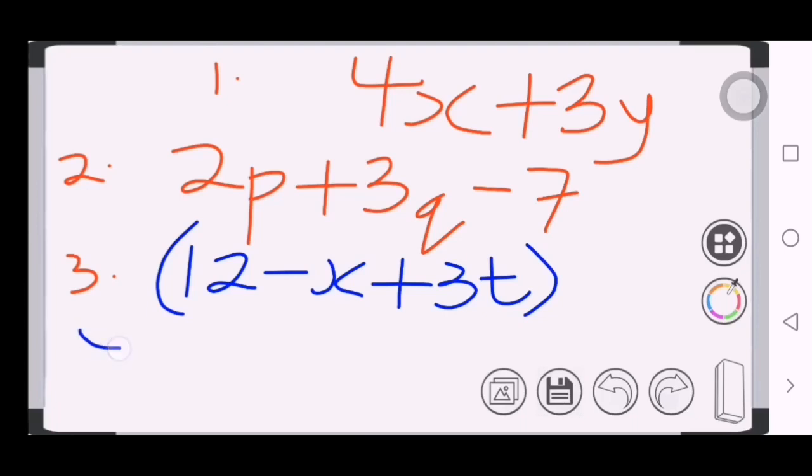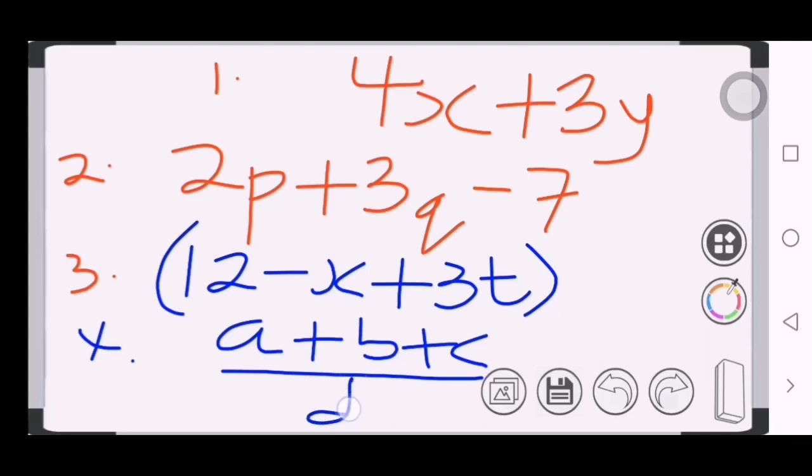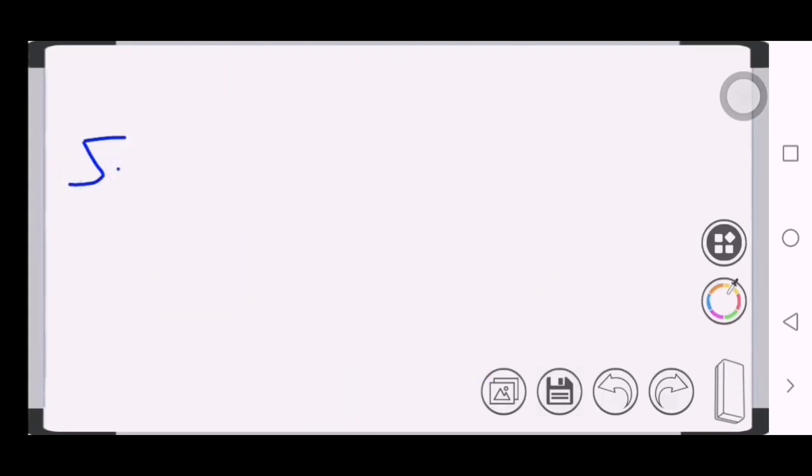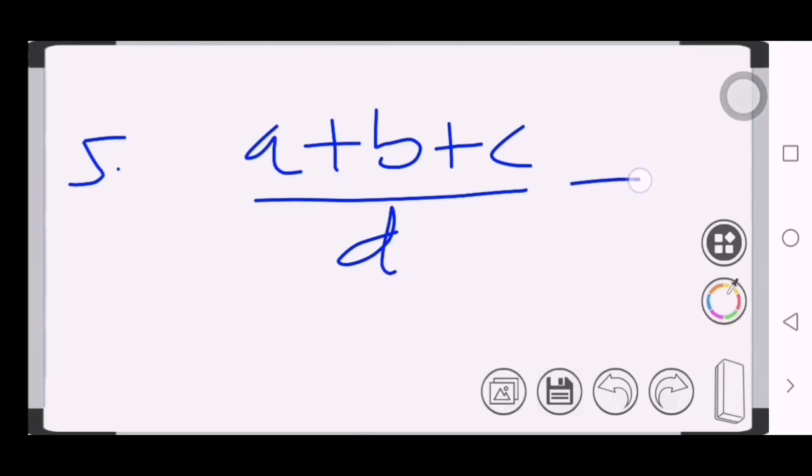Our number 4, we have a plus b plus c all over d. I want you to write this down, pause the video and write them, because I'm still going to add 2 more. Great. Our number 5, we have a plus b plus c all over d minus e.